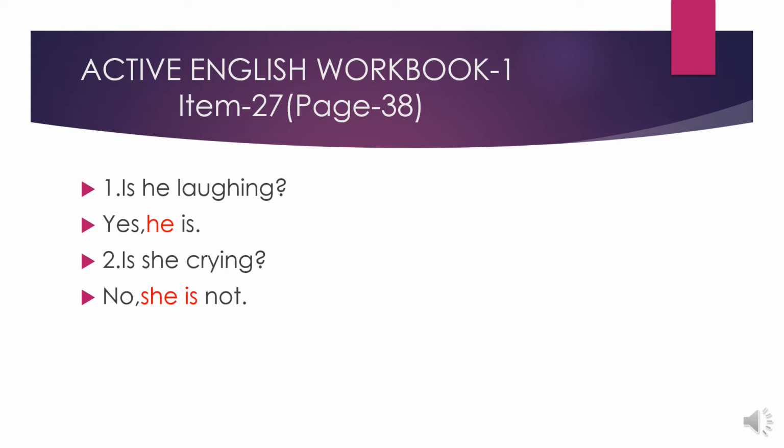Now number 2, is she crying? Can you see a picture of a girl? Yes, it's a girl. So the question is, is she crying? Do you think that the girl is crying? তোমার কি মনে হয় ছবিটা দেখে যে সে কান্না করছে? No, she is not. Here the missing words will be she is. So no, she is not.